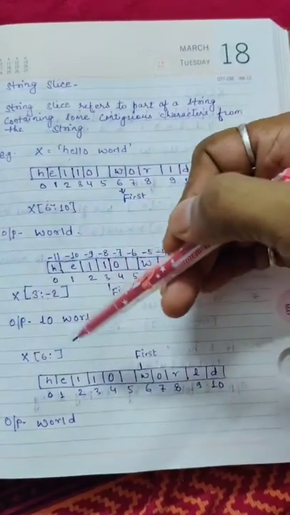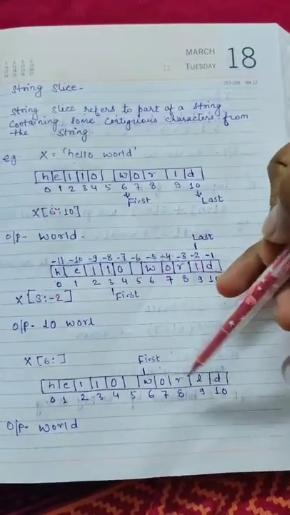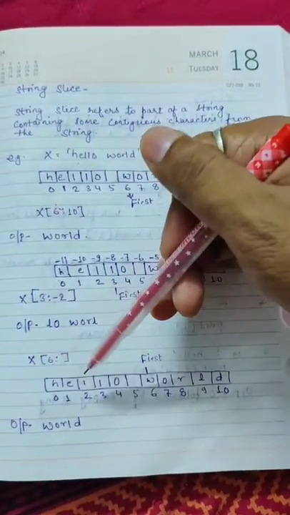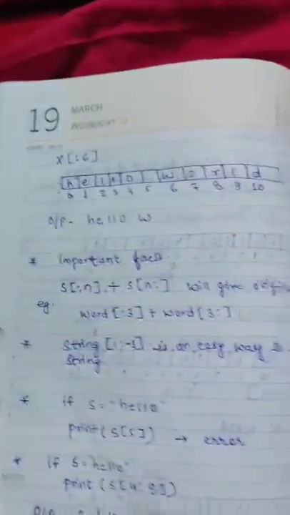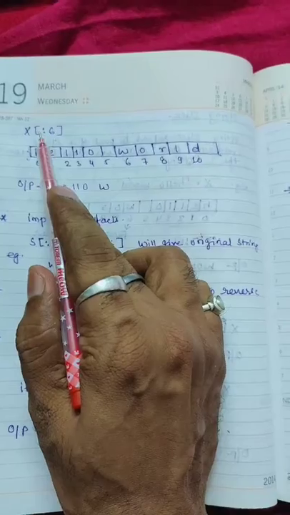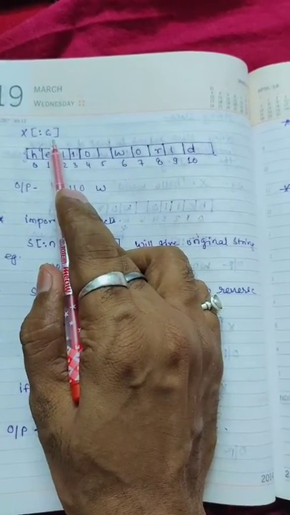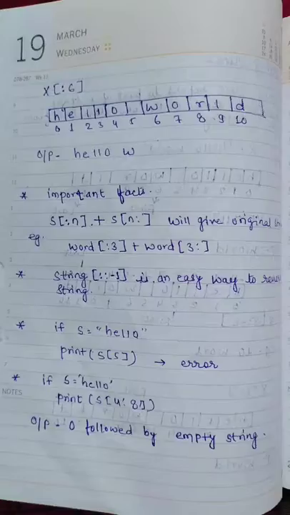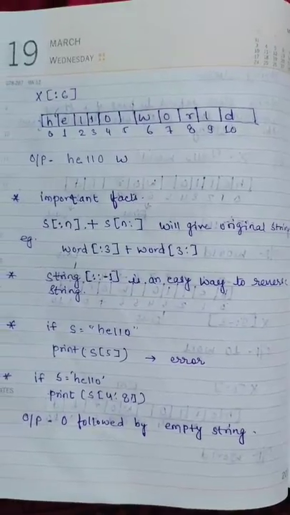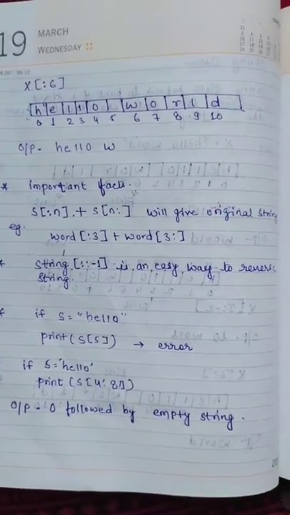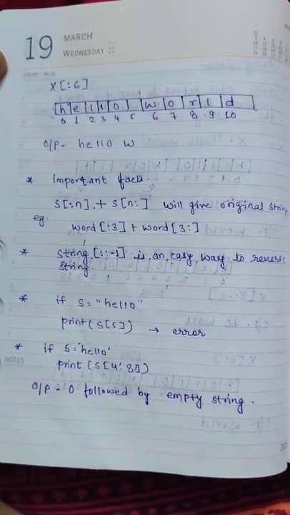X[6:]. So the starting point is 6 and the ending is till the end. 6: in the sense the starting point is 6 and ending till the end. Now X[:6], the starting point is the beginning but ending with the 6th indexed word. So this is 6, so HELLO W.